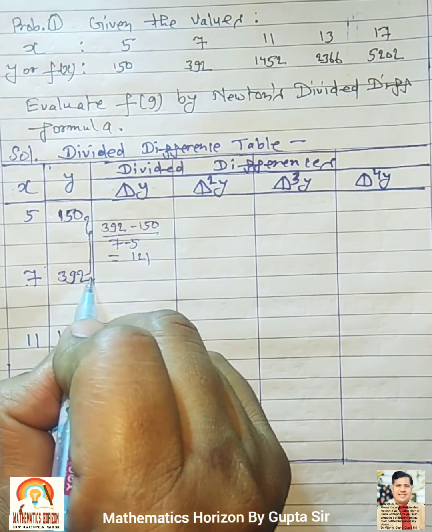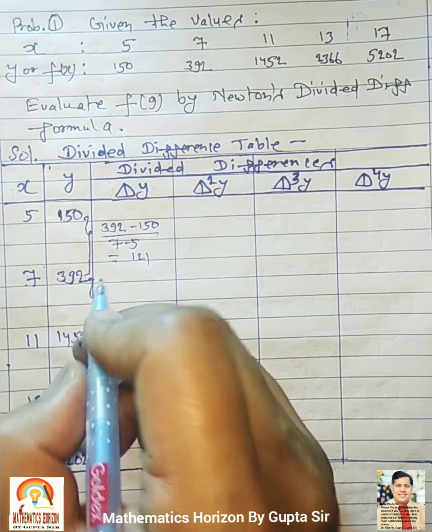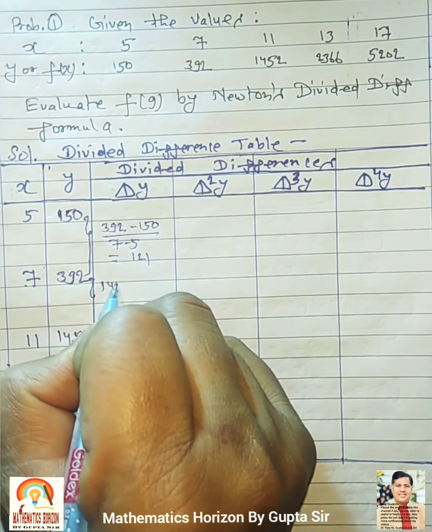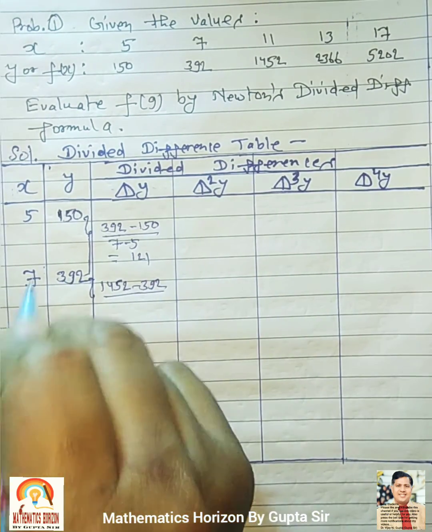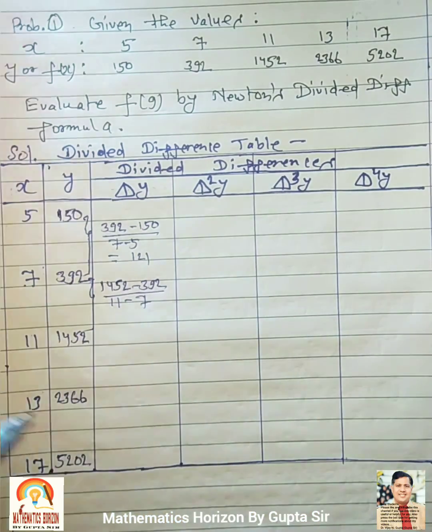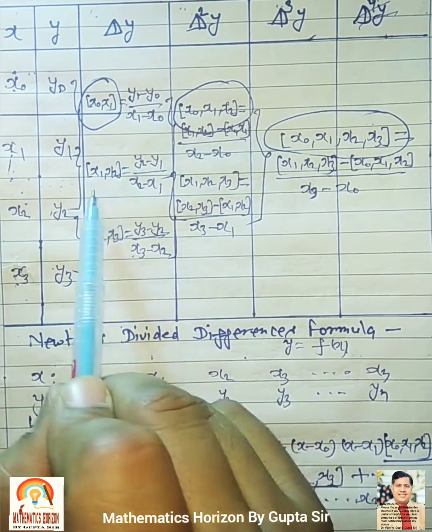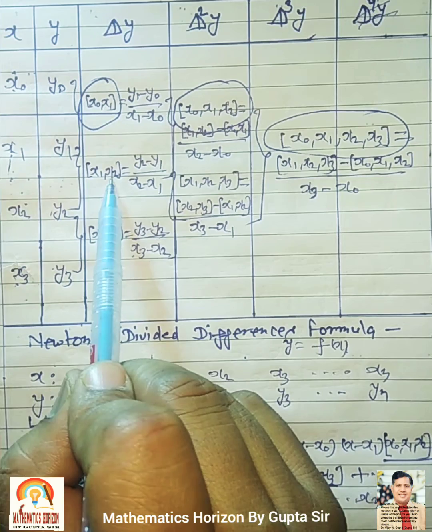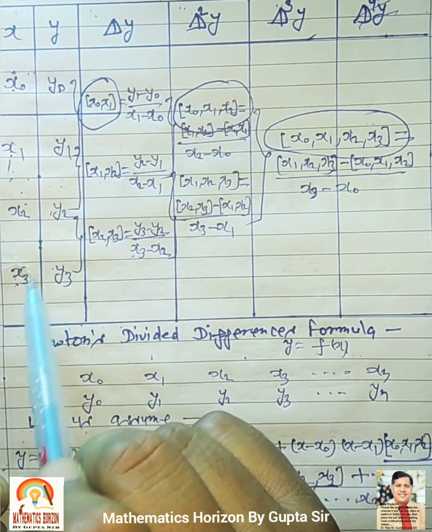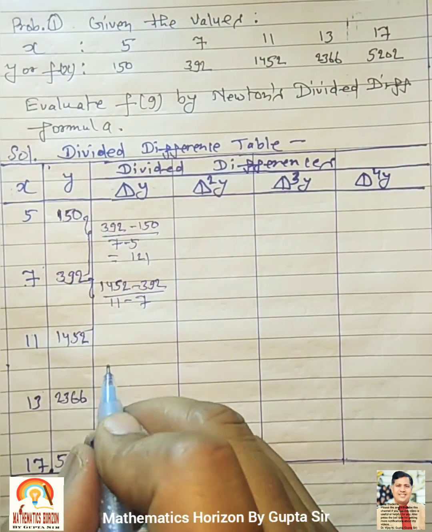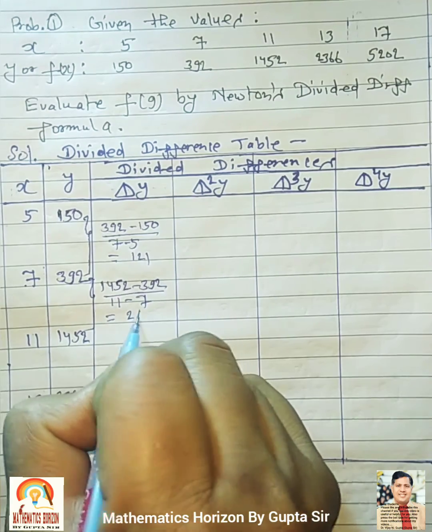Here we get 121. Now we find the other divided differences of first order, that is (1452 minus 392) upon (11 minus 7). What we did here? (y2 minus y1) upon (x2 minus x1). This value is called [x1, x2]; this is [x0, x1], this is [x1, x2], and this is called [x2, x3]. How can we find it? (y3 minus y2) upon (x3 minus x2). On solving this, we get here 265.